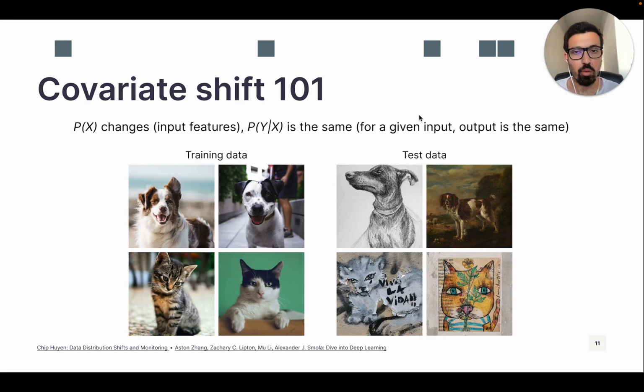In this specific work, we are focusing on one of the data distribution shift types, where what is changing are the input features, but for a given input, the output is the same. So let's imagine that we have this training data on the left with photos of dogs and cats for a classifier, but on the right, as our test set, we still have dogs and cats, but with different representations, like with drawings.